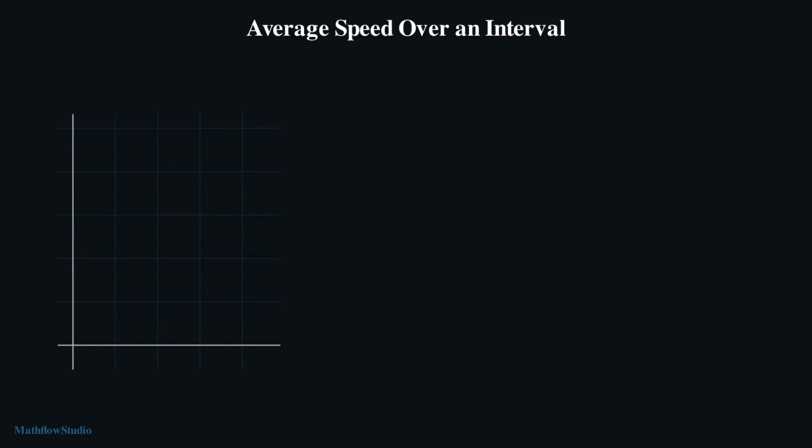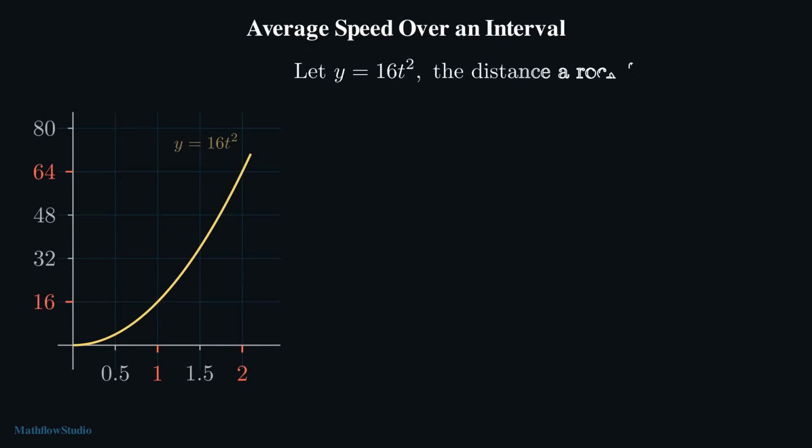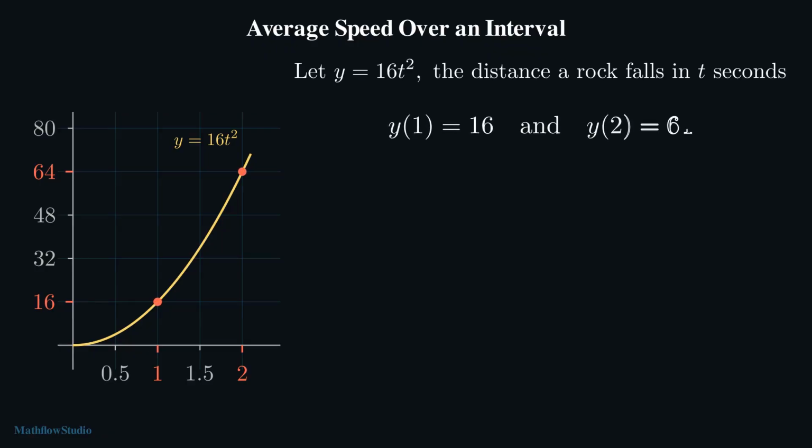Consider a rock falling from rest, and let the distance y be 16t squared feet after t seconds. At the instant 1, the rock has fallen 16 feet, and at the instant 2, it has fallen 64 feet. The line through those two marked points is a secant of the curve.